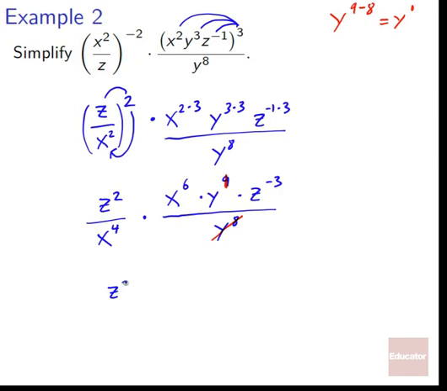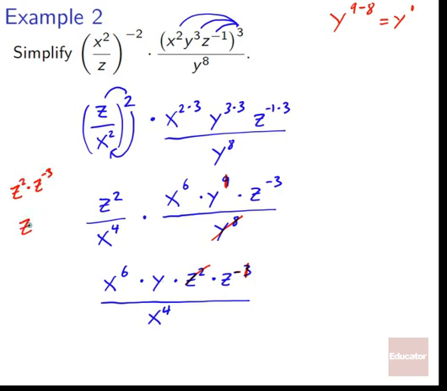Z squared times x to the 6th times, I'll move that over. So let's put all of our variables near their similar ones. So we've got x to the 6th times y to the 1, which I'll just leave as y, times z squared times z to the negative 3, all over x to the 4th. And that's all we've got on the bottom at this point. So we see we've got z squared and z to the negative 3, so those combine through addition because they're both just multiplying each other. So we've got z to the 2 minus 3, which becomes z to the negative 1, which is how we get what we have right here.